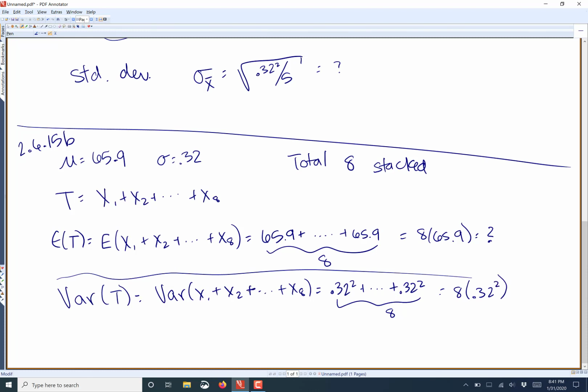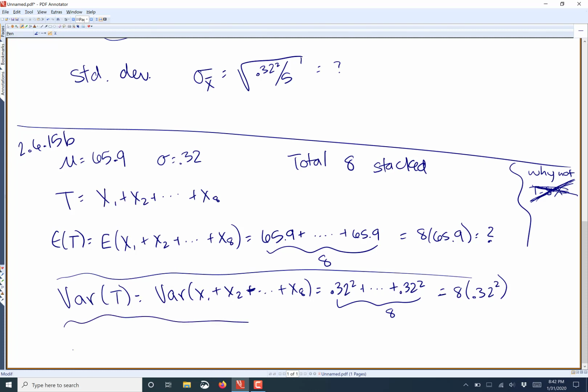Now you might ask, did we have to do x1 plus x2 plus up to x8? Why not just say the total equals 8 times x? The reason you can't do that is because each component has its own height. They're all supposed to be almost 65.9, but they're off a little bit. So one is going to be 65.8, one will be 65.1, one will be 65.9. Each one's a little bit different, so you can't do that. You can only do that multiplication if they're all going to be exactly the same. Because they're all different, you have to actually add each one up, which is why we do it like this. So that's our variance.